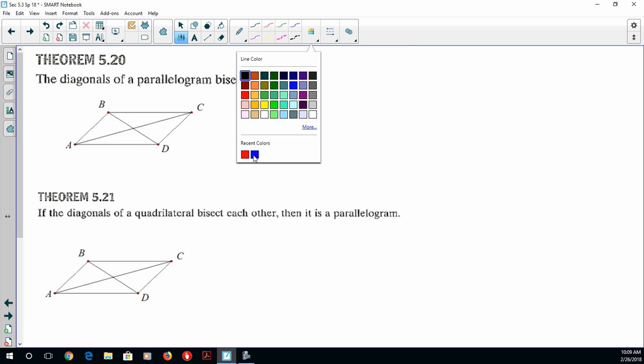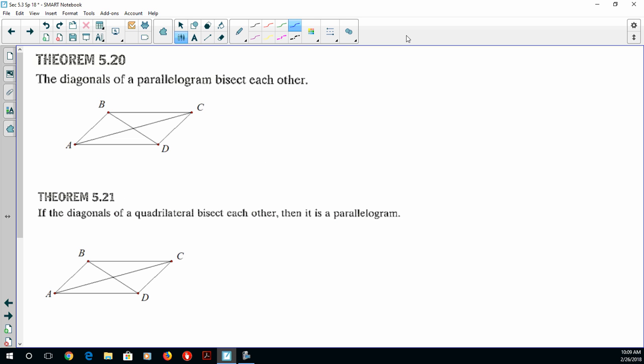Okay, 5.20. The diagonals of a parallelogram bisect each other. Let E be the place where the diagonals intersect, as shown. Okay, this is a parallelogram. So I know that this angle and this angle are congruent.